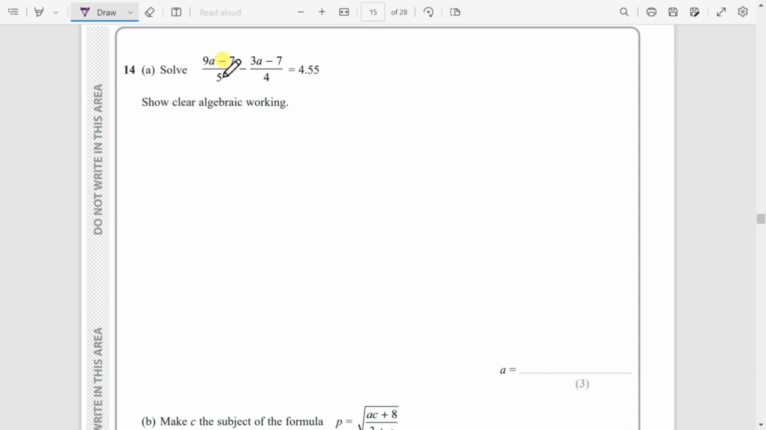So solve (9a minus 7) over 5, take away (3a minus 7) over 4, equals that decimal. Okay, let's do it. First thing we're going to do, guys, is always clear the fraction. This is literally an important concept I use in many videos. To do that, you've got 5 and 4.